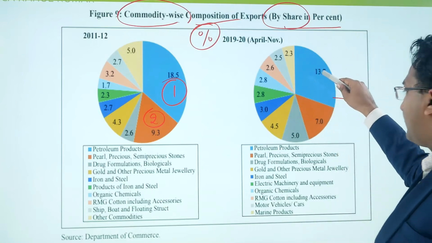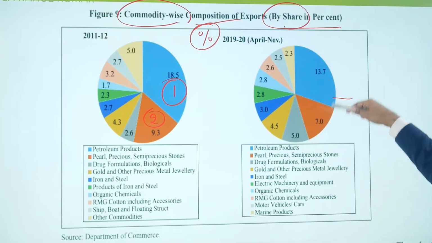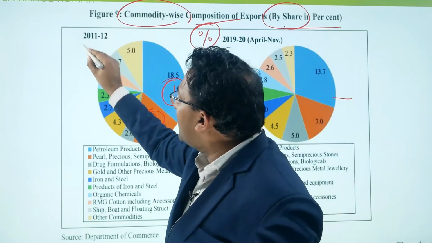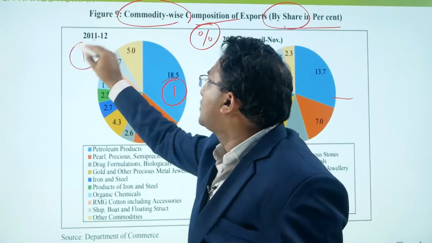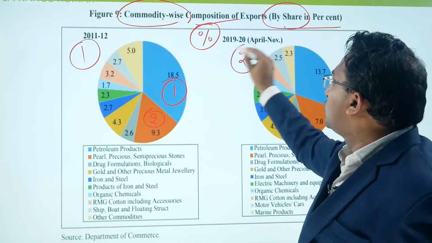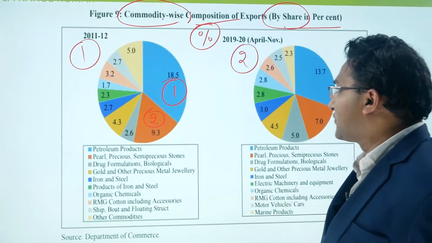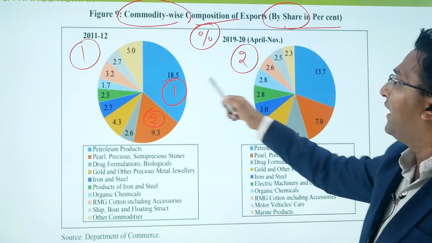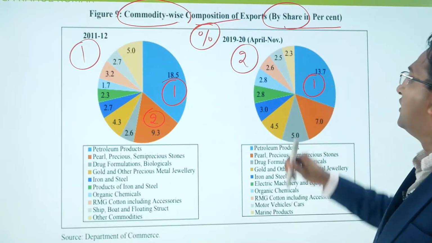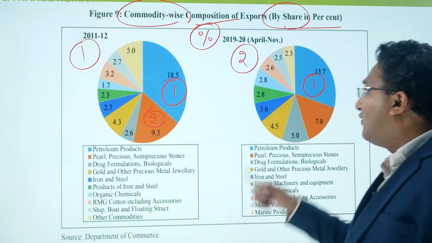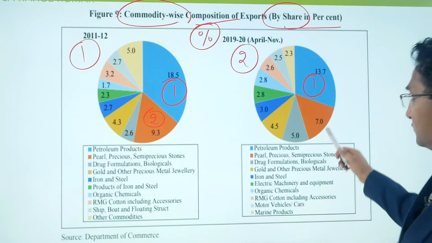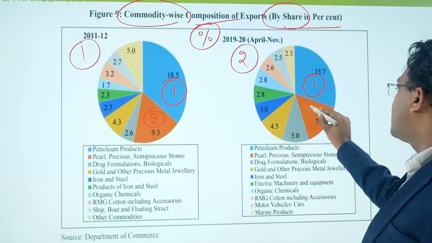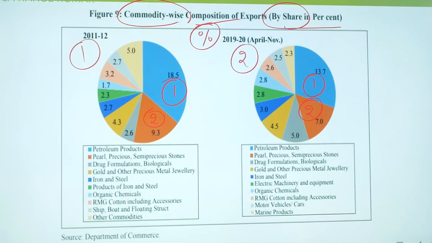Coming to the second box, you can see the first box was from 2011-12 and this box is 19-20. So there is a gap of almost 10 years. Here you can see petroleum product export has declined from 18.5 to 13.3. So earlier this was 18.5, now this is 13.3. Second highest item is the same, pearl, precious, semi-precious stones, but this share has declined.